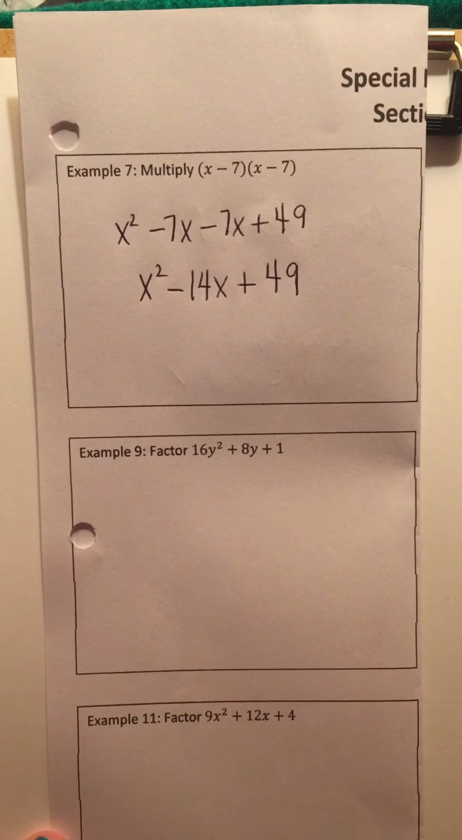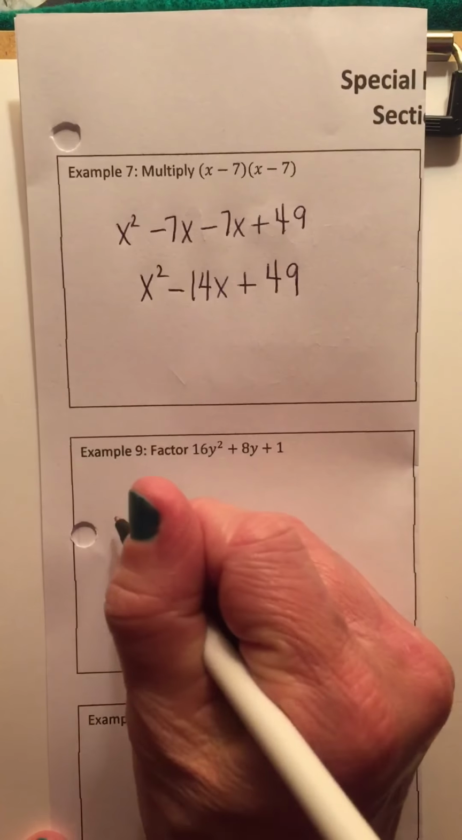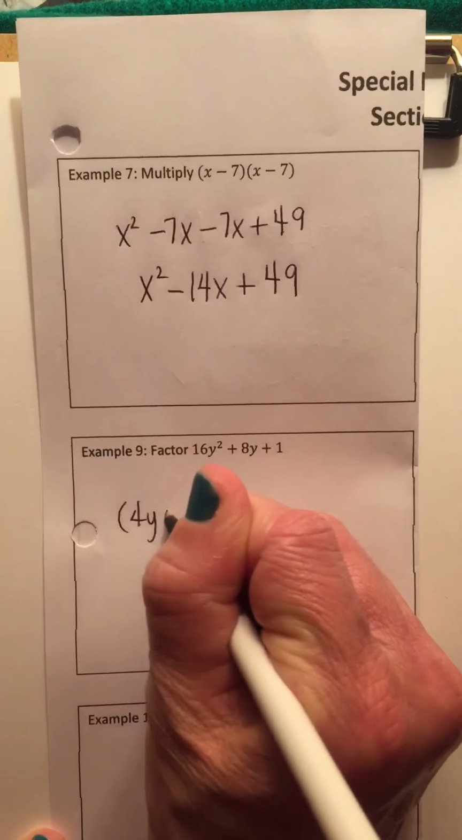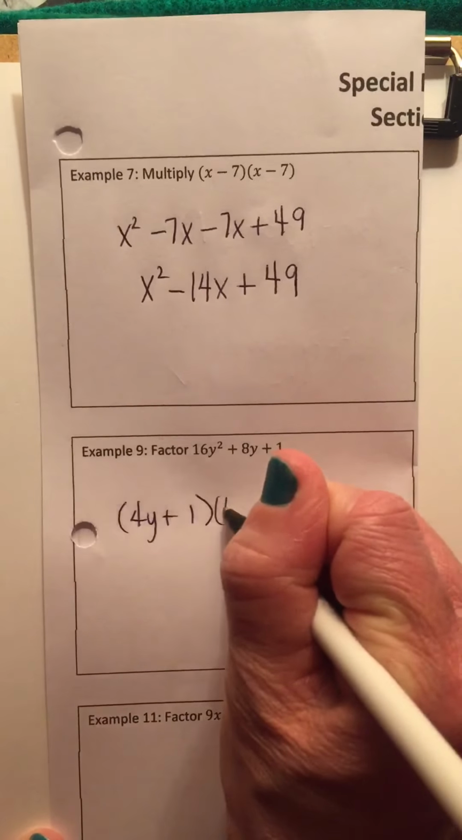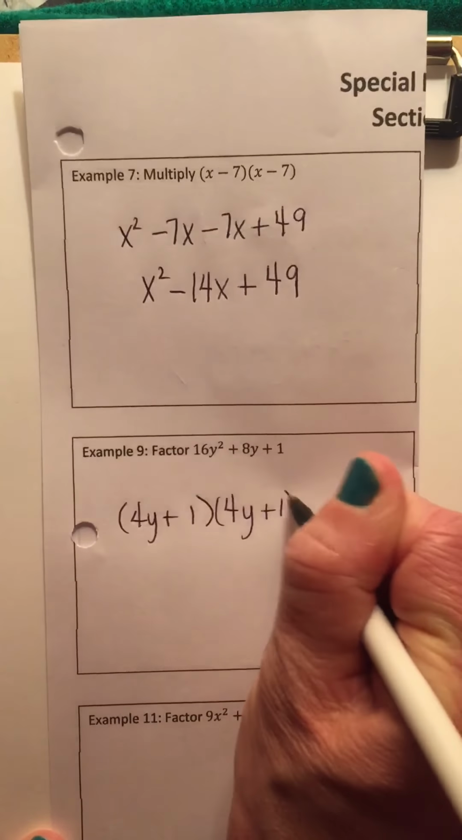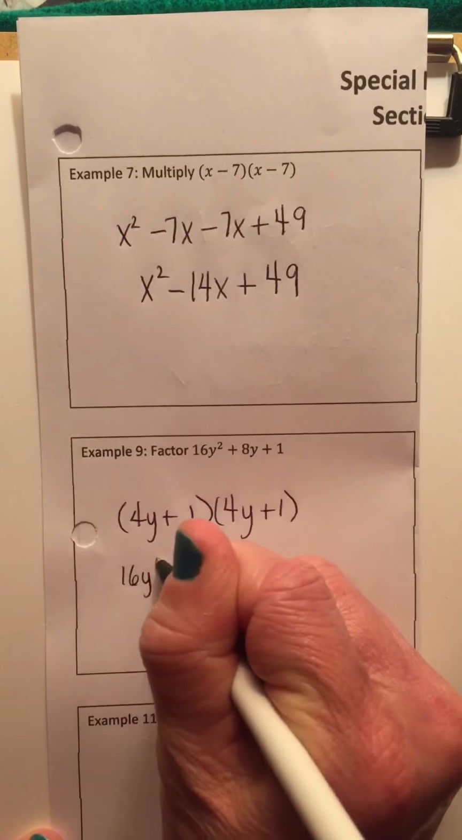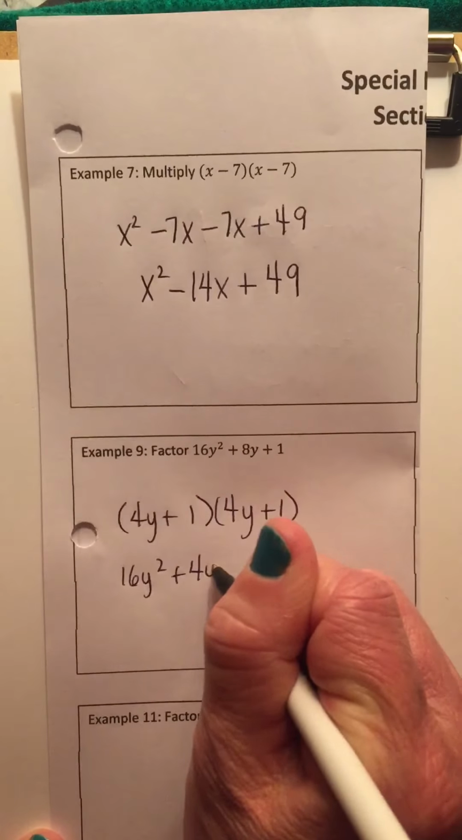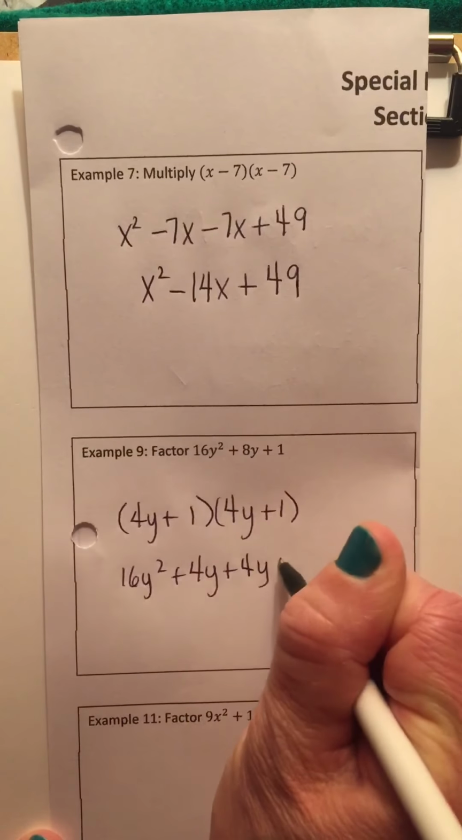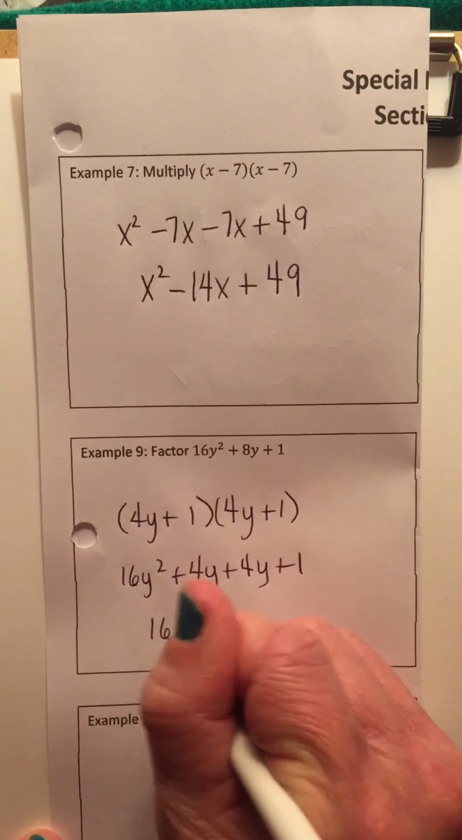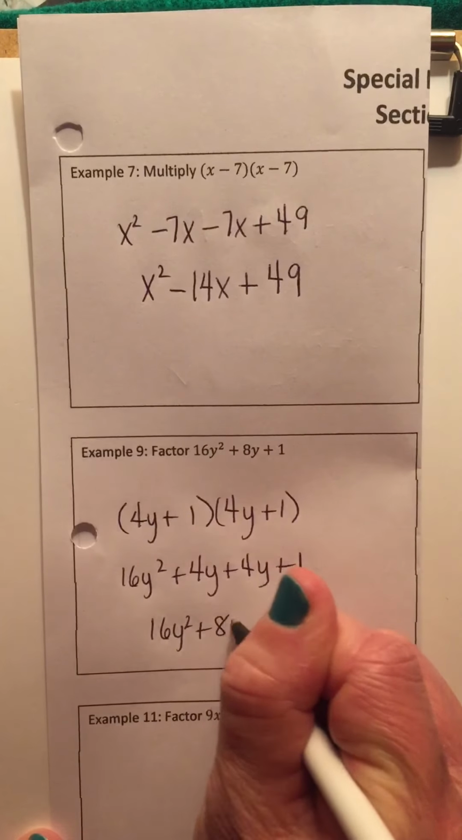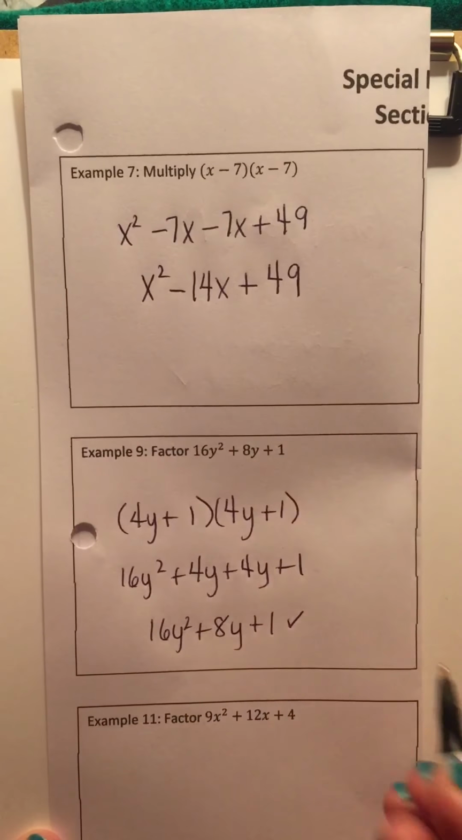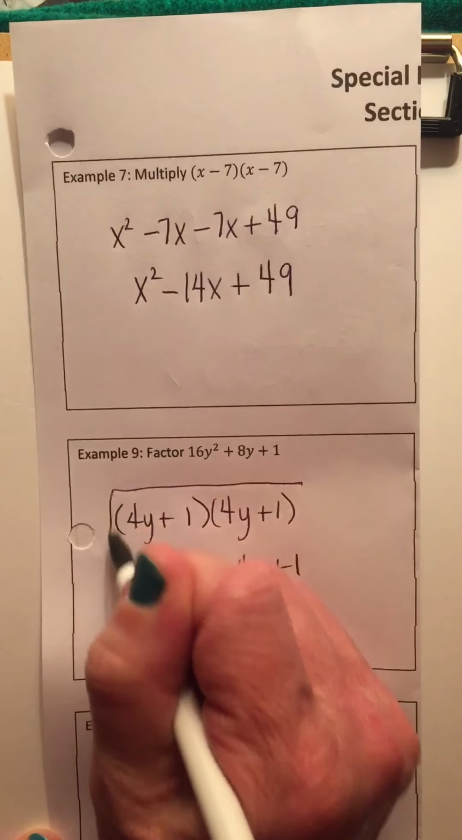Example 9, factor 16y squared plus 8y plus 1. It's 4y plus 1 times 4y plus 1, 16y squared plus 4y plus 4y plus 1, 16y squared plus 8y plus 1. Checks. This is what it factored to.